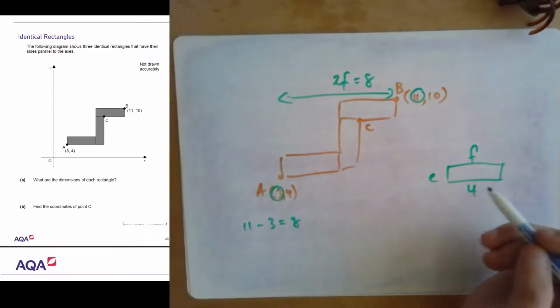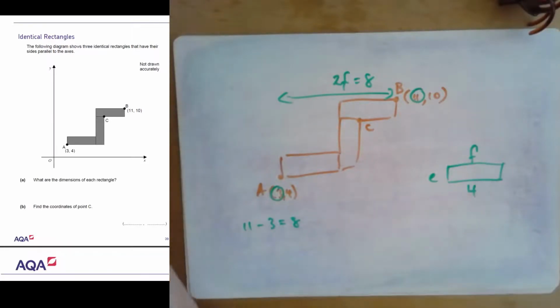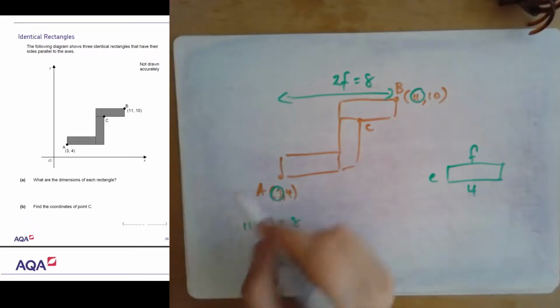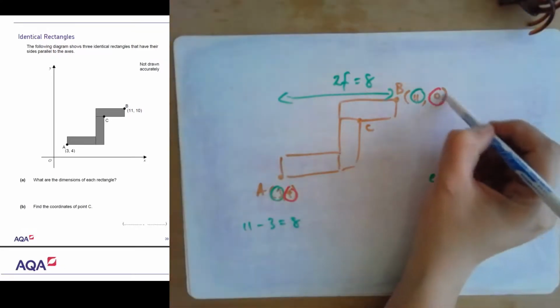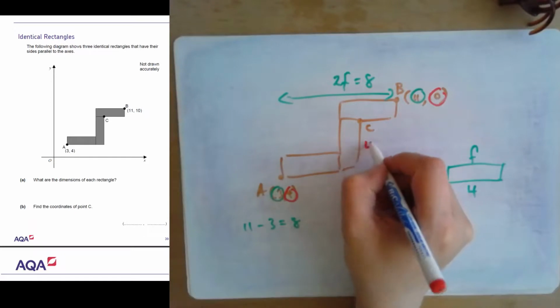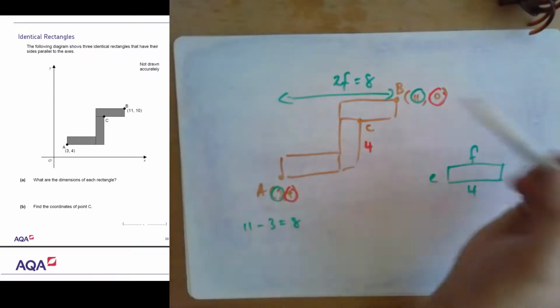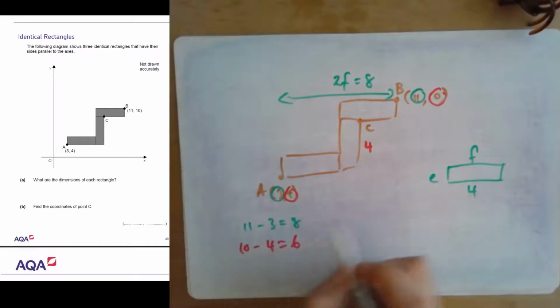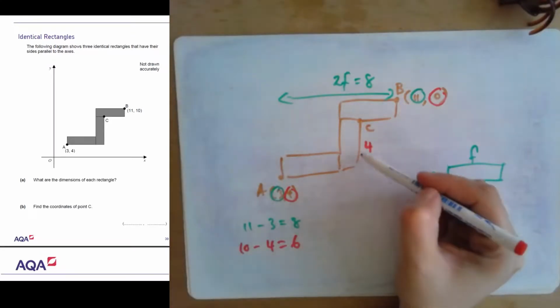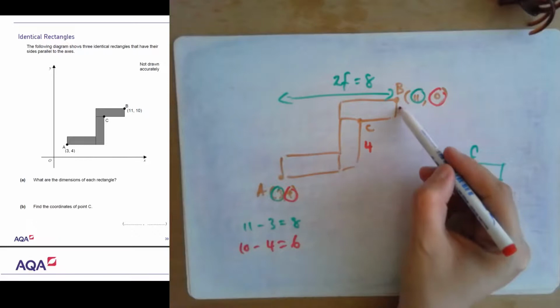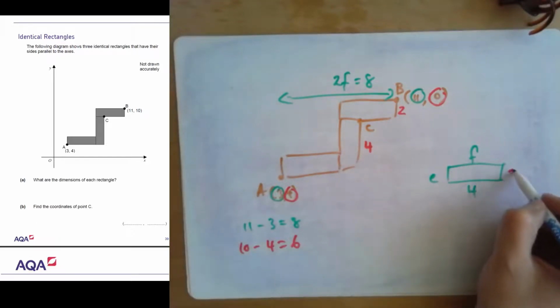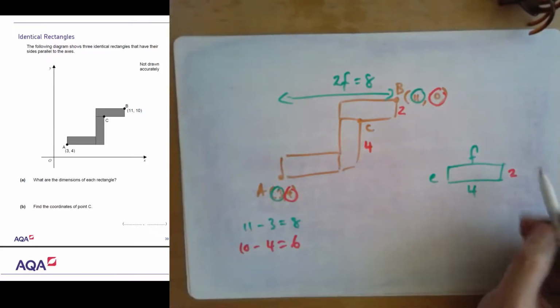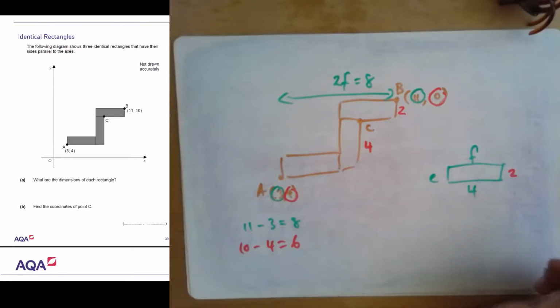And then once you have those, then you can find out the actual height. So when I'm looking at the height, I've got 4 and I've got 10. I know this one is 4. 10 take away 4 would be 6. Okay, so if this is 4, then that means this missing part is 6. That means E is 2. Okay, so if I want the dimensions, it's a 2 by 4. Okay, and then they are asking you for point C.